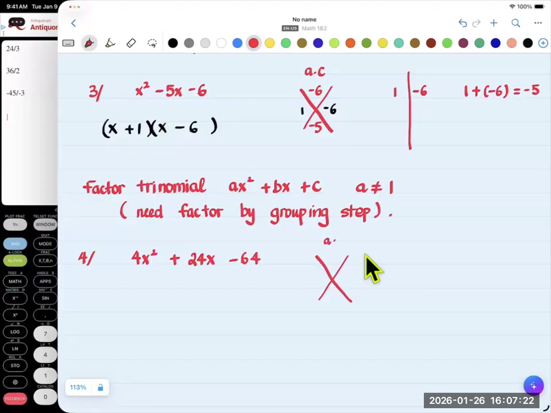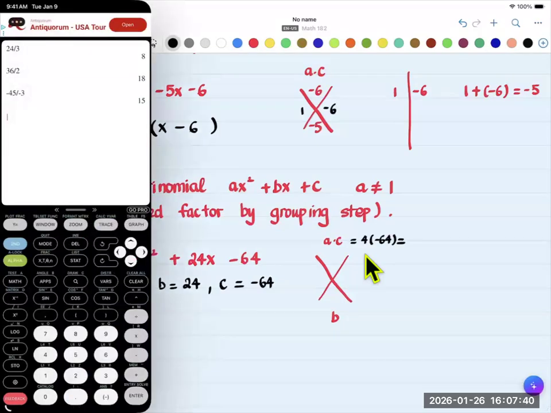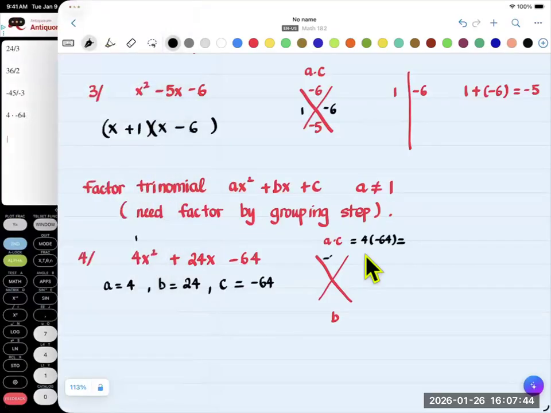So we have A times C, and then B. In this case, my A is 4, my B is 24, and my C is negative 64. So I take 4 times negative 64, and let's find out how much it is. 4 times negative 64 is negative 256, and my B is 24. Now I need to find two numbers that multiply to give negative 256.